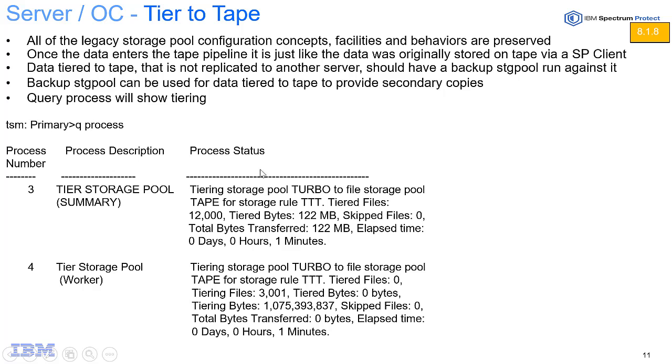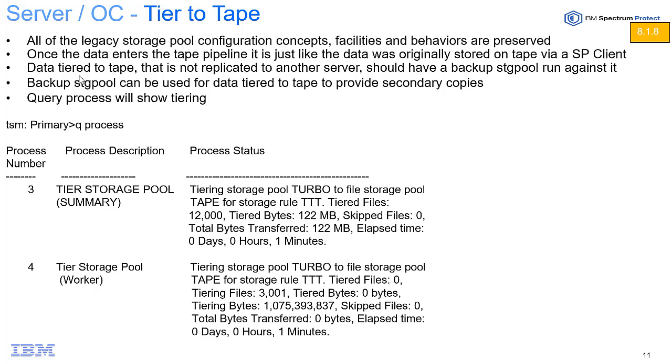When we do the tier to tape, all of the legacy storage pool configurations actually are preserved. So when it comes to things like creating copies of your Spectrum Protect storage pool, running reclamation on the tape storage pool, all of those are in place once the data hits the tape storage pool. Tier to tape can share tapes with the legacy backups or with the S3 archive to tape by Spectrum Protect Plus, but most likely you'll want to have tier to tape have its own set of tapes.